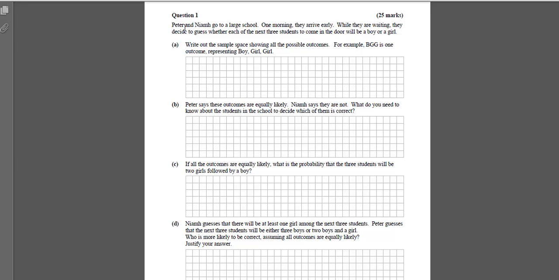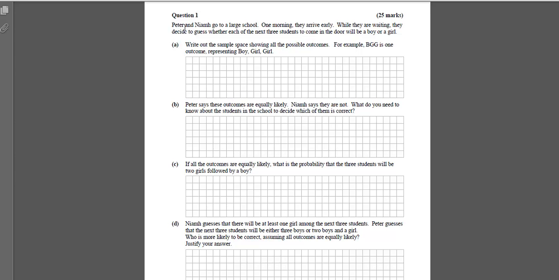Neve guesses that there will be at least one girl among the next 3 students. Peter guesses that the next 3 students will be either 3 boys or 2 boys and a girl. Who is more likely to be correct? So we just count in how many outcomes, or in how many cases would Neve be right, and in how many cases would Peter be right, and then from that we're able to answer who is more likely to be correct.